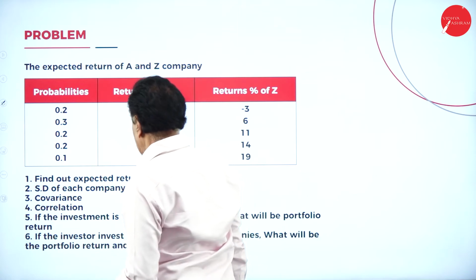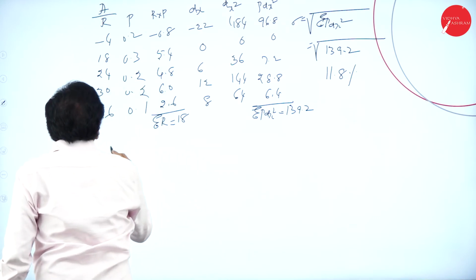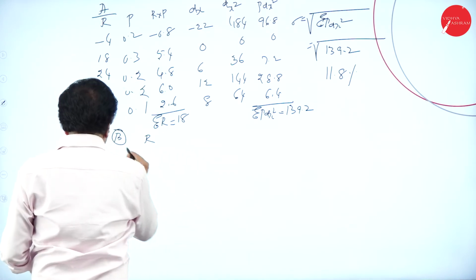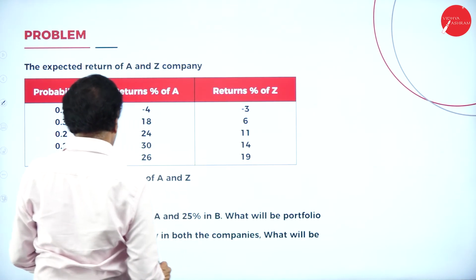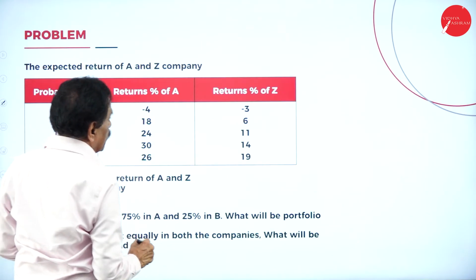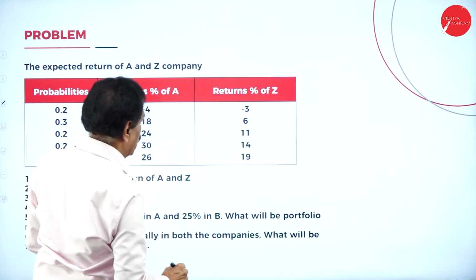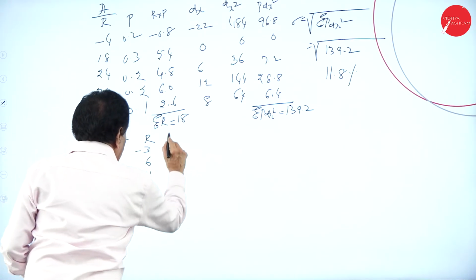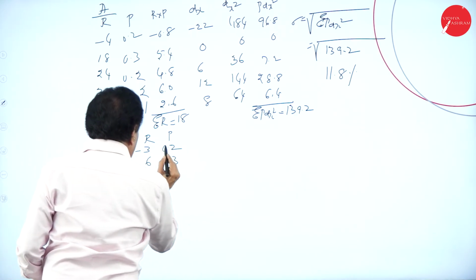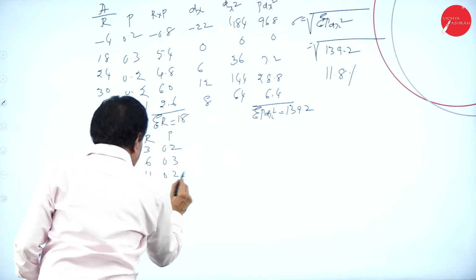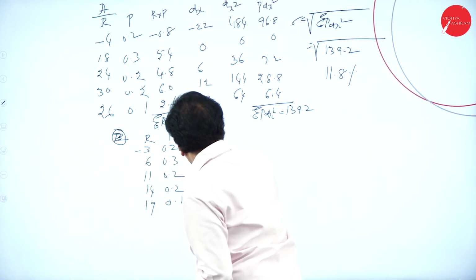Then what are the requirements? Standard deviation, covariance for Company B, this is Z company. Returns: -3, then 6, 11, 14, 19. Probability: 0.2, 0.3, 0.2, 0.2, 0.1. Multiply R into P.